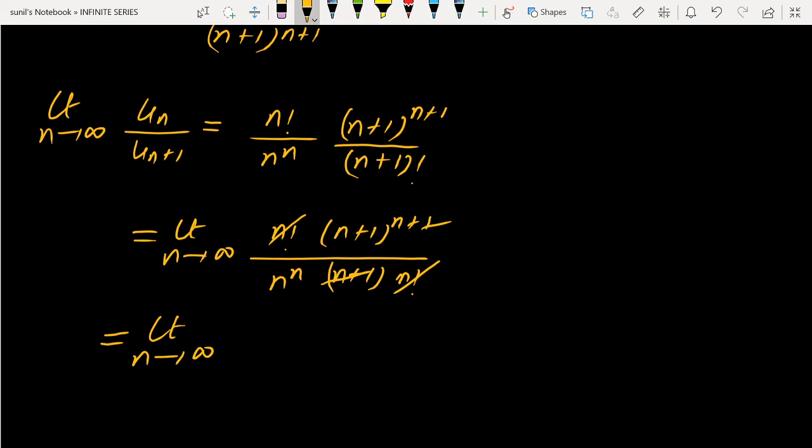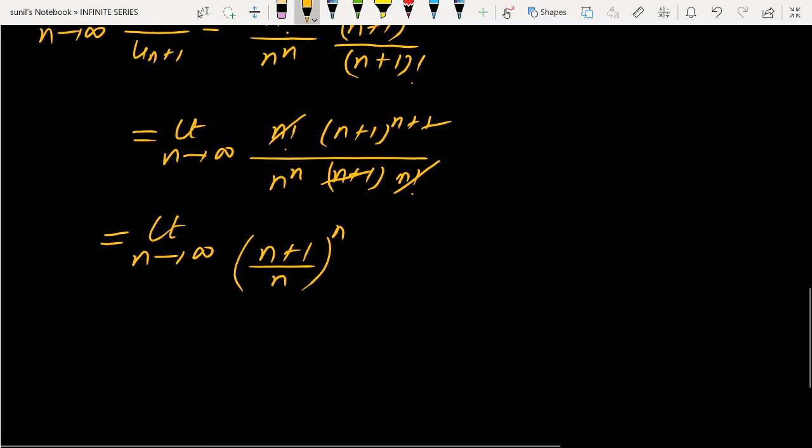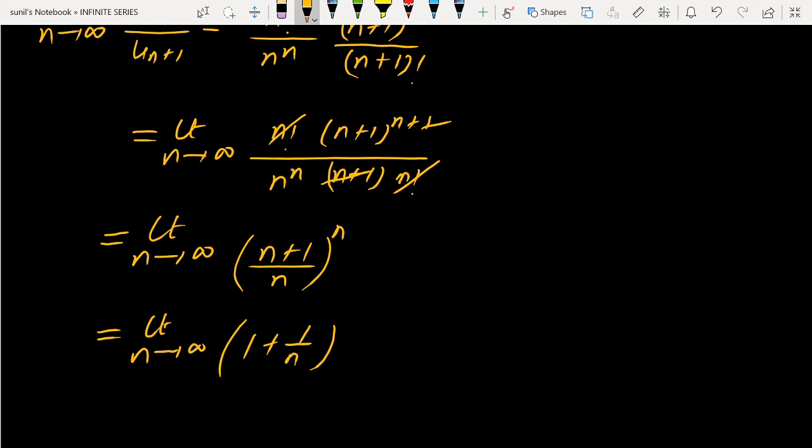So we have this expression: limit n tends to infinity, n plus 1 upon n raised to power n, and this will be nothing but 1 plus 1 by n raised to power n. And guys, this limit is e, and e is more than 1, so therefore the series is convergent. So this is the way that you can simplify such types of problems.